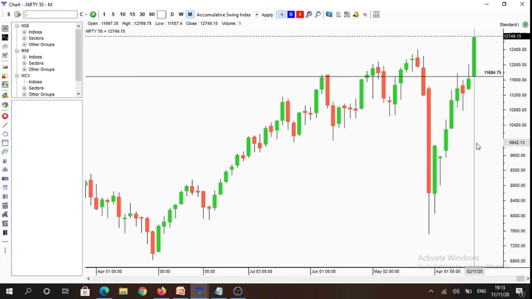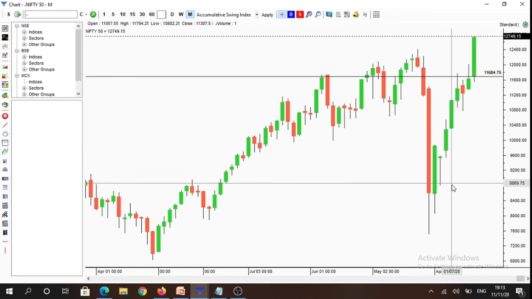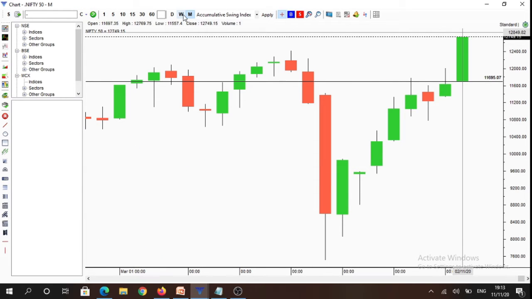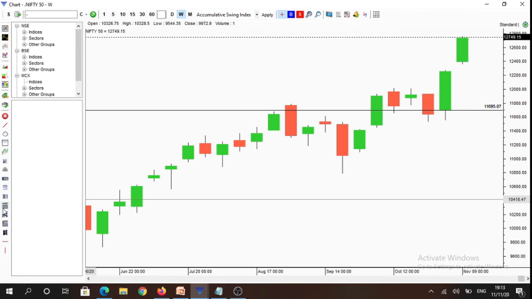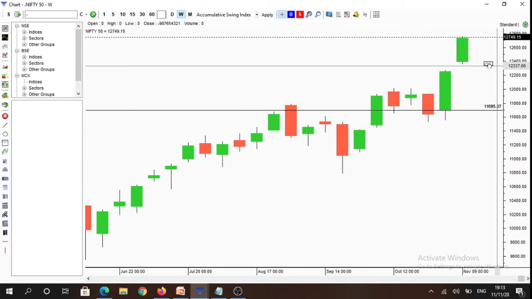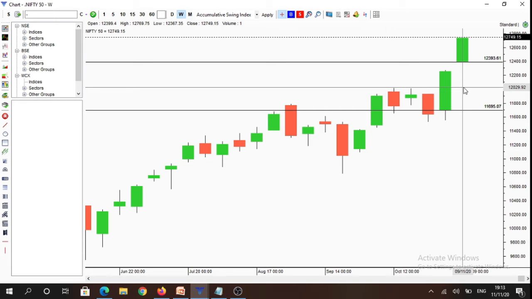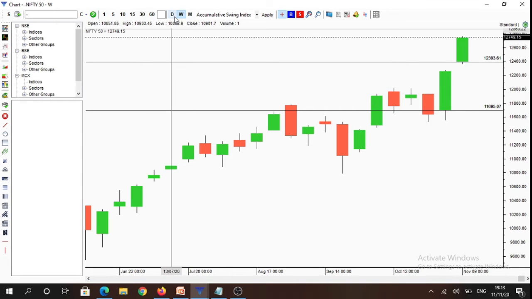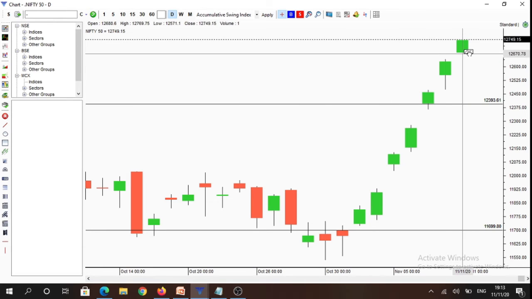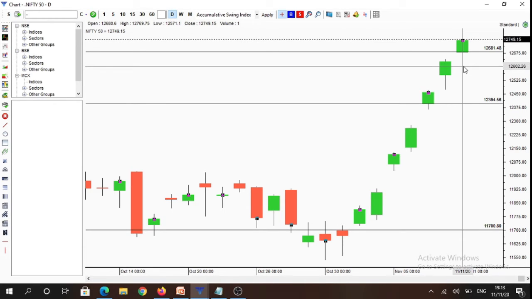If we analyze Nifty on multiple time frames, you will notice that on the monthly time frame, market is under control of buyers above 11,697 levels. And if we were to see the weekly time frame, you will notice that market is again under control of buyers above 12,399 levels. And if we were to see the daily time frame, today market opened at 12,680 levels.